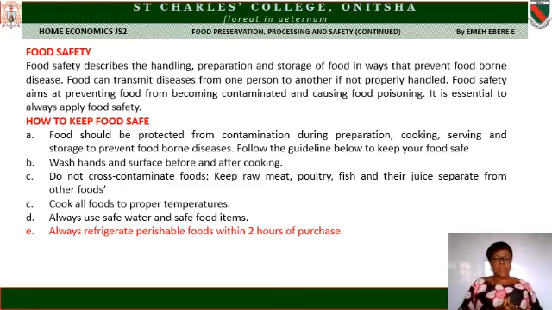The next one is always refrigerate perishable food within 2 hours of purchase, as in your meat or your fresh fish. When you buy them, make sure you do what? You refrigerate them if you're not using them immediately.